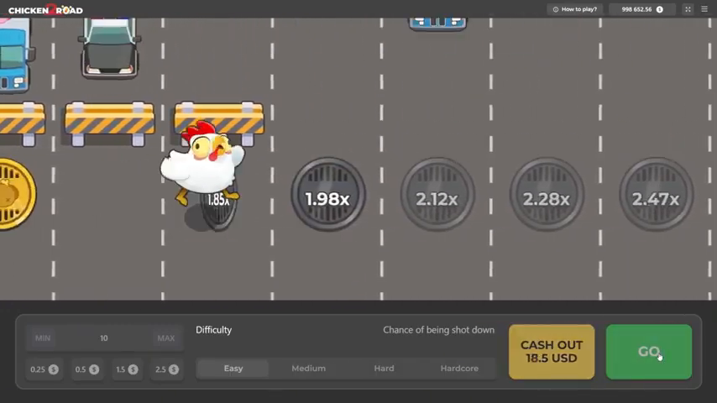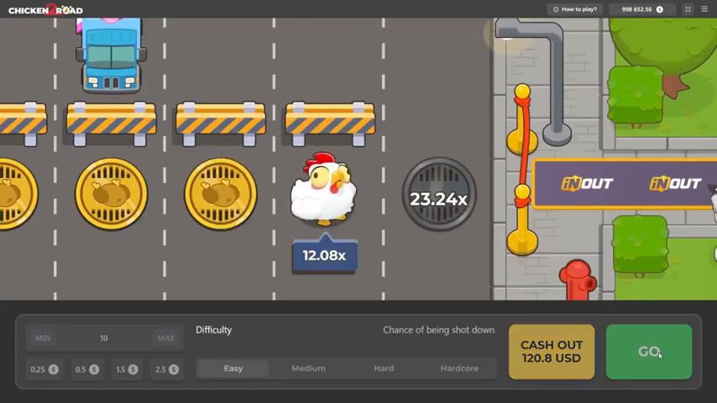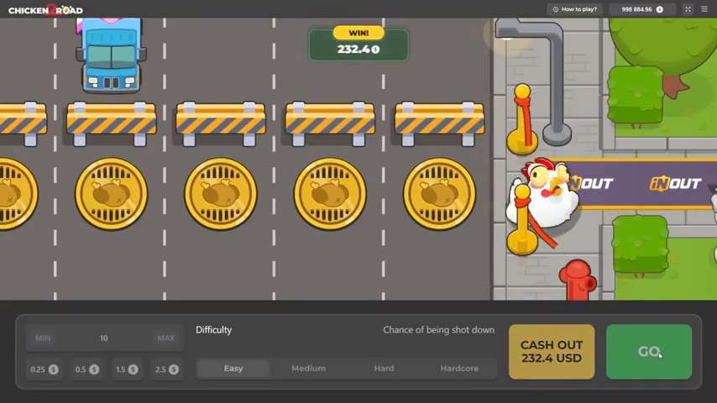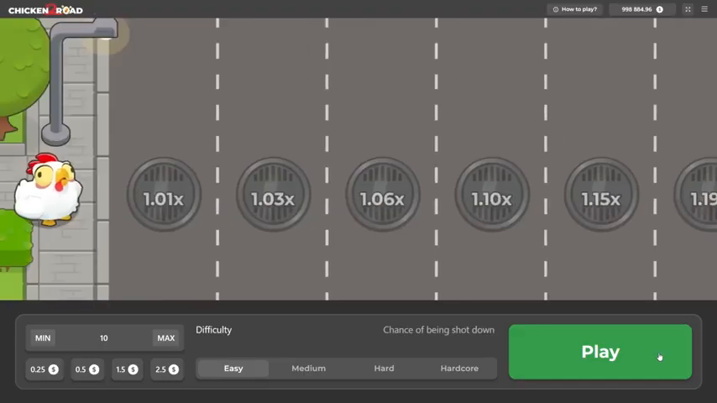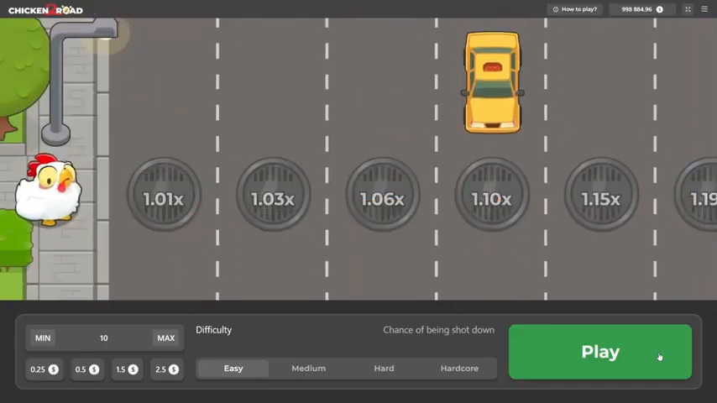The game uses a random number generator, an RNG, to determine whether your chicken successfully crosses each lane or gets hit. Some versions might give you limited control, like choosing left or right paths, but ultimately the outcome is still based on randomness and probability.